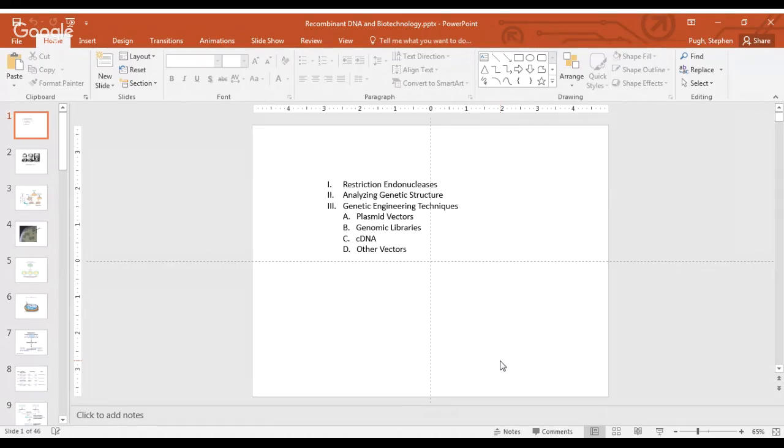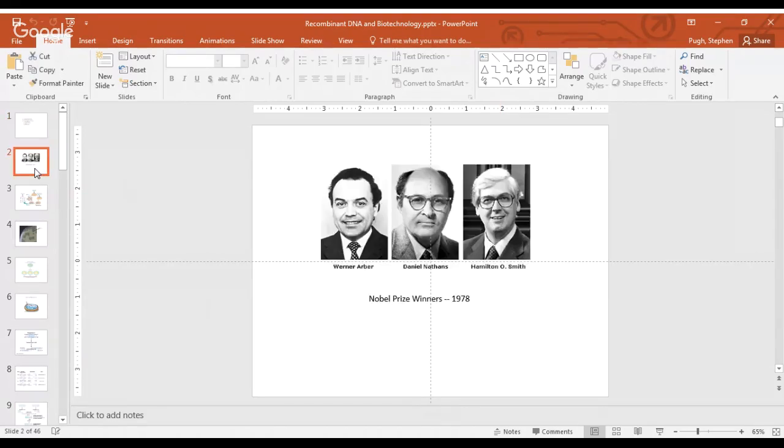genetic structure of organisms. The second part of this will be on actual genetic engineering techniques to try to use restriction endonuclease technology to actually manipulate the genetic structure of organisms and introduce genes from one organism into another. So let's start by talking about restriction endonucleases.